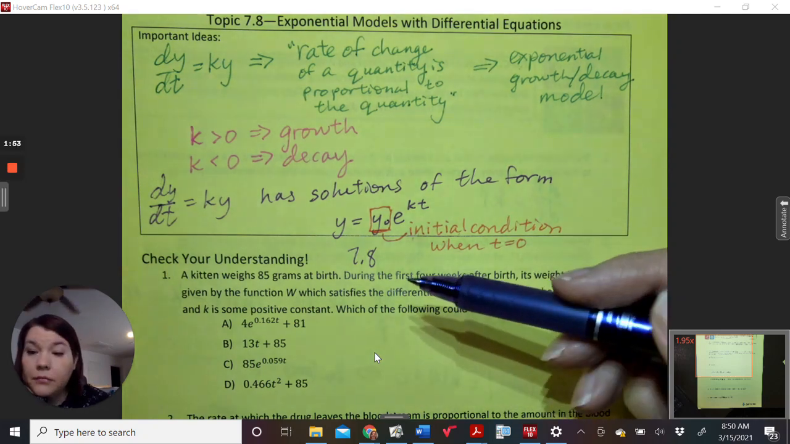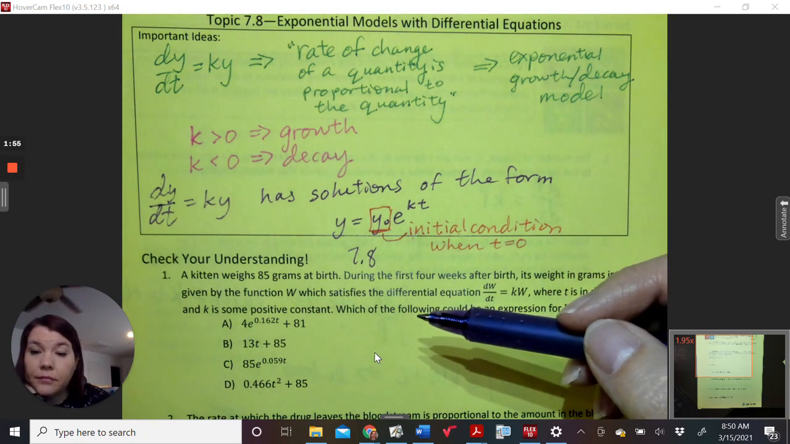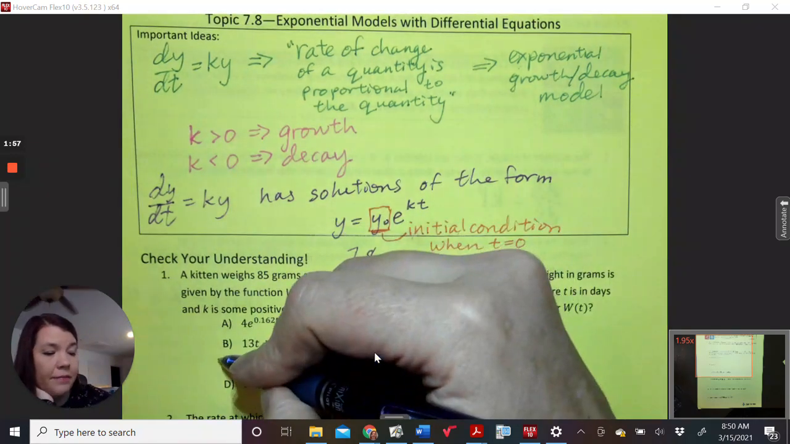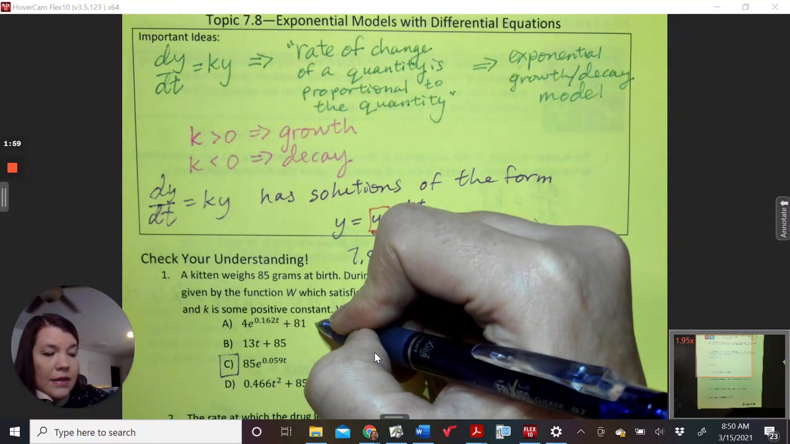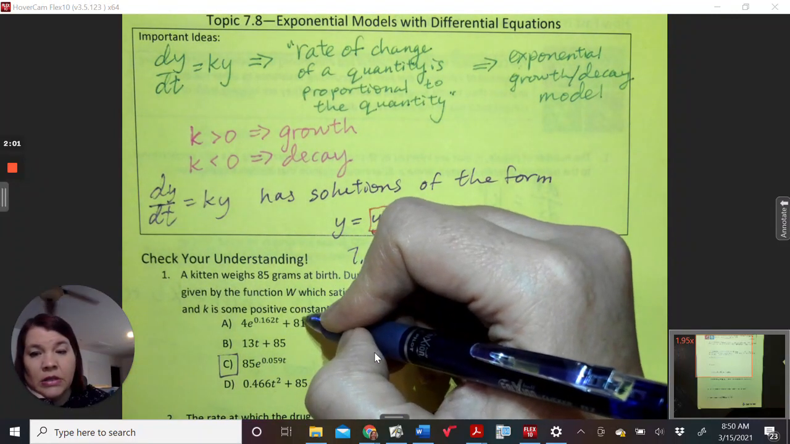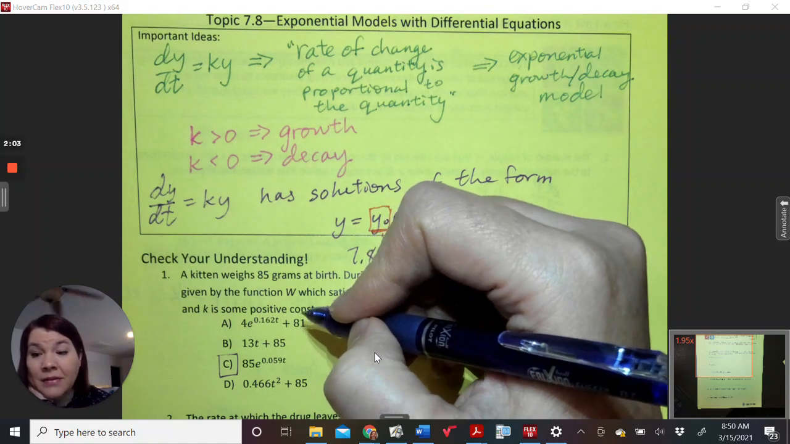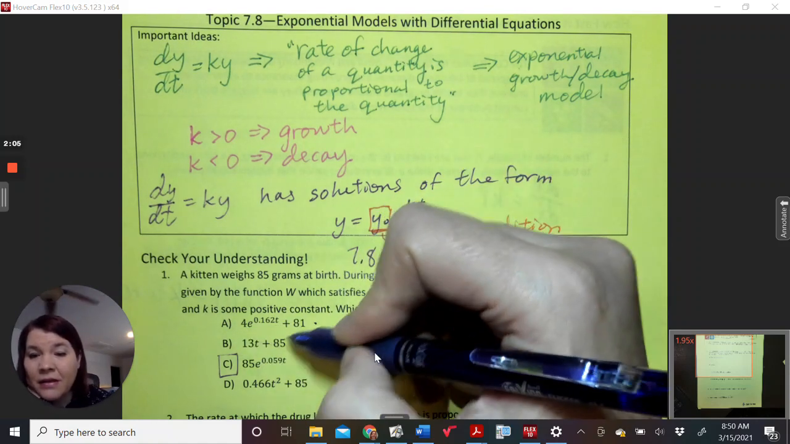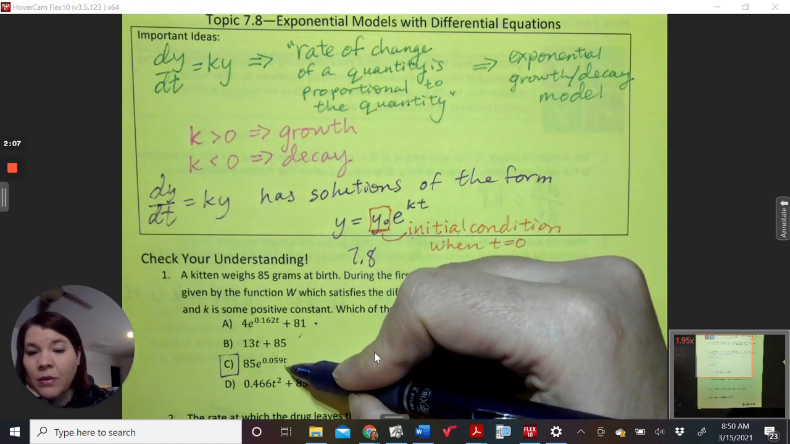It is C. This is an exponential with an initial condition. We're not going to be dealing with that kind of initial condition where C ends up back here. This is a line. This is a quadratic equation. This is exponential. That's not there. Notice that 4 and 81 make 85.